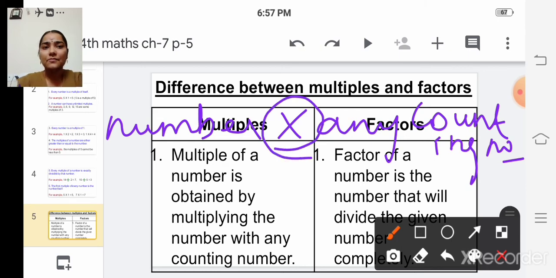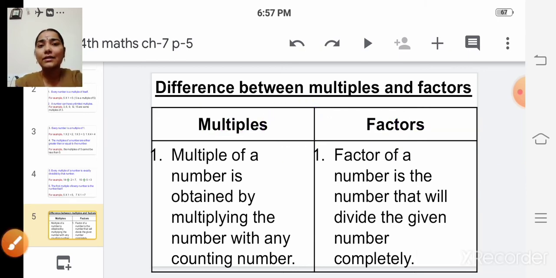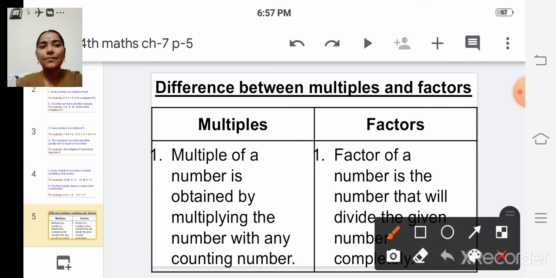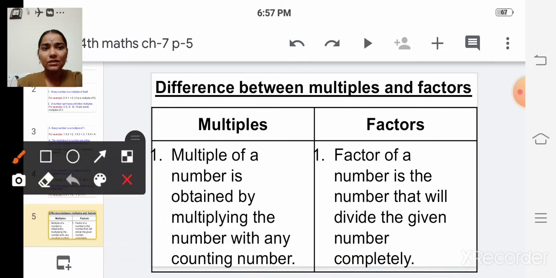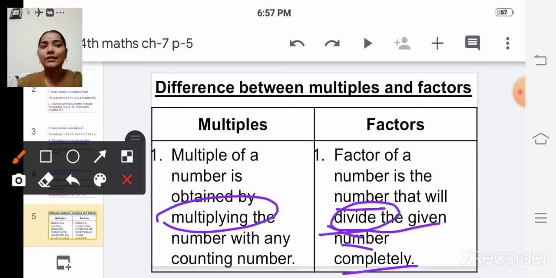So multiplication. How do we find the factors? A factor of a number is the number that will divide the given number completely. So here multiplication, here division. That is the first difference.